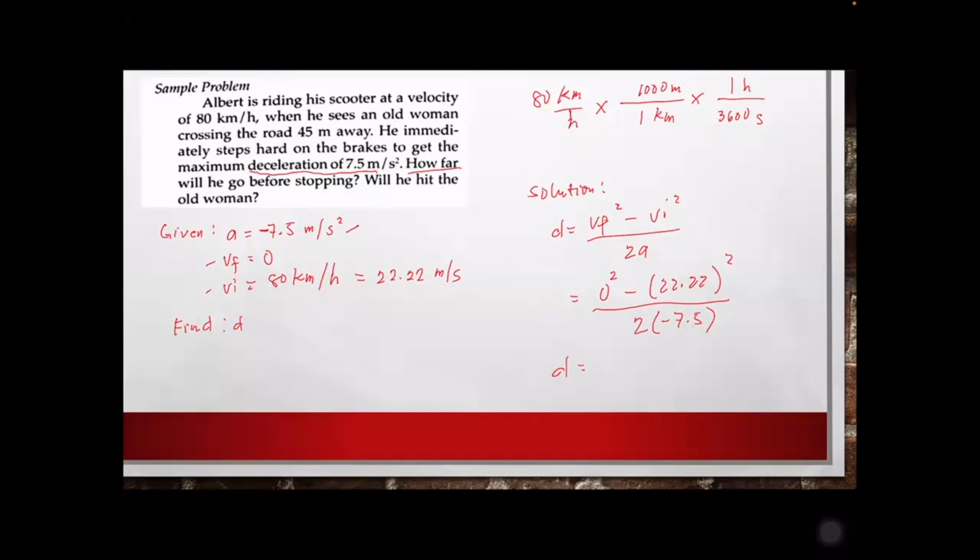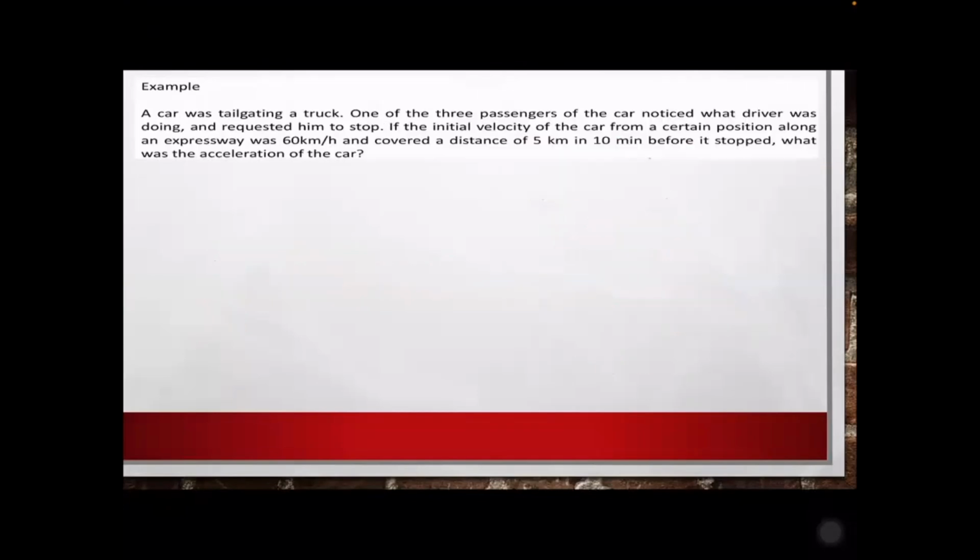Okay, so the answer will be 32.92 meter. Okay, next is, we will have here a car was tailgating a truck.